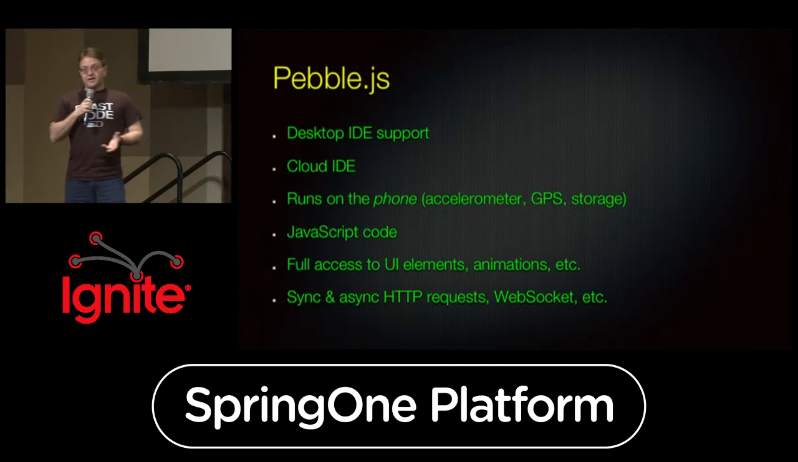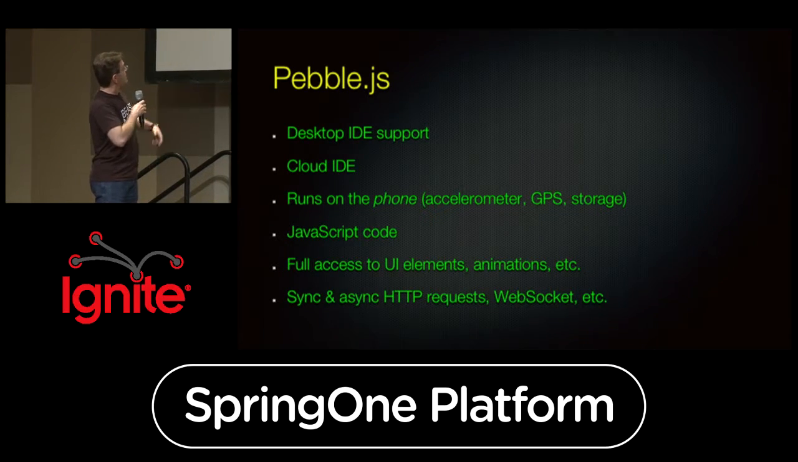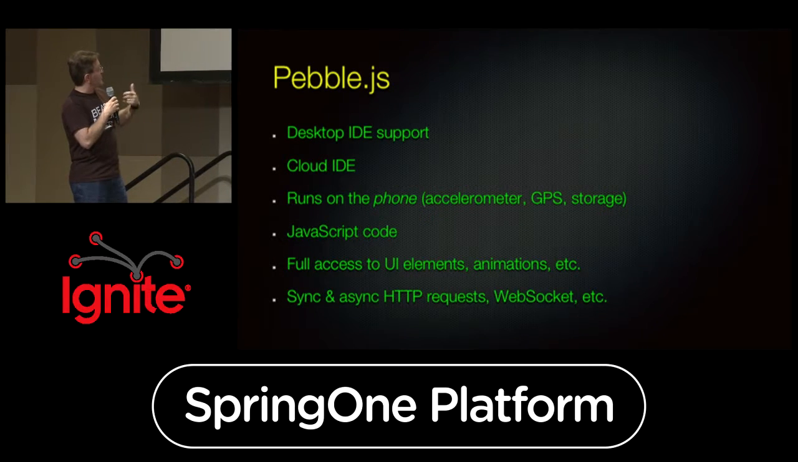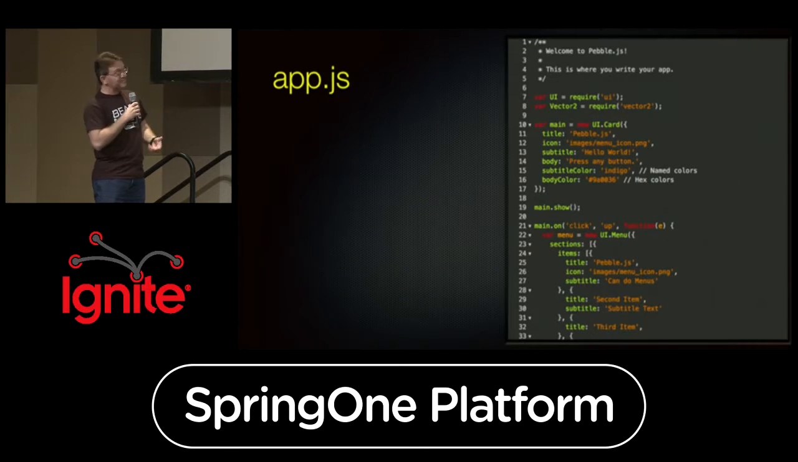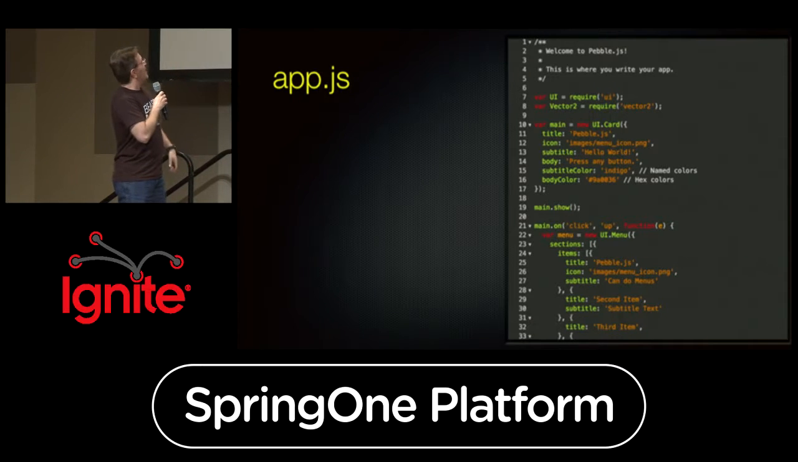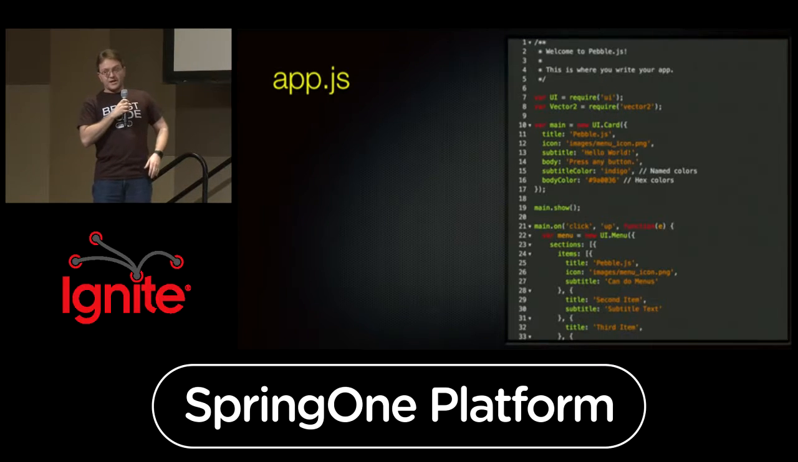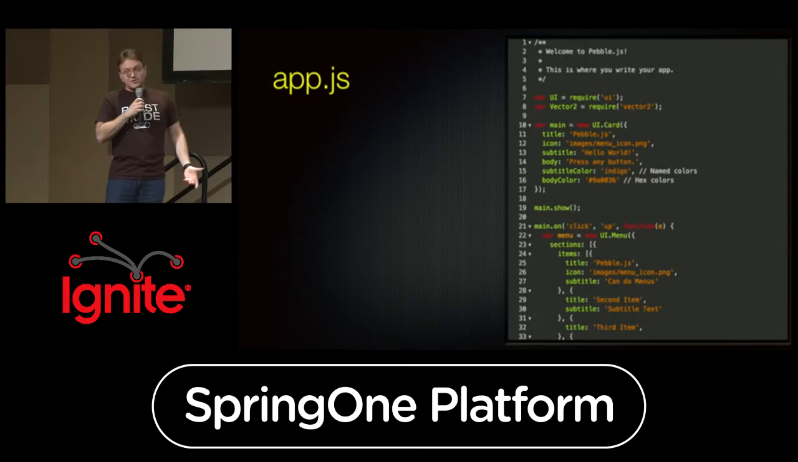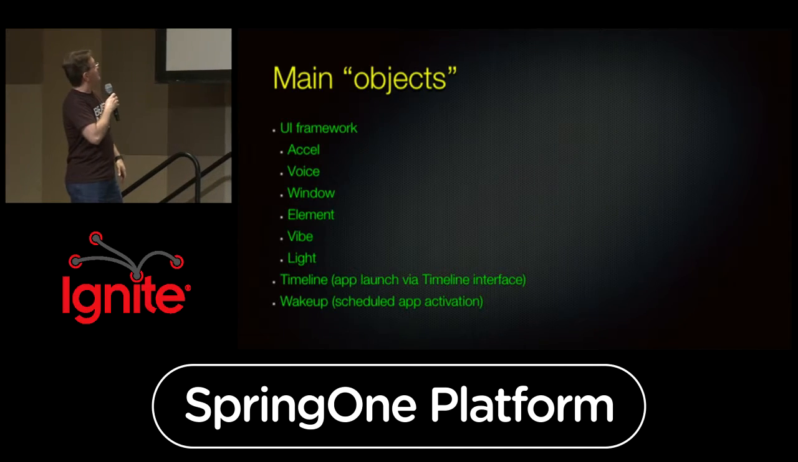Pebble.js, still in beta, has been in beta for a long time, but very solid and sound. You can use it with your desktop IDE, but you can also use it with a cloud IDE, which is kind of preferred. This runs on the phone, so you get the full phone capabilities, full access to a lot of different things. The primary file is app.js. You can obviously have others, but as you might be able to tell, it's just plain JavaScript with a lot of different options available to you as a developer.